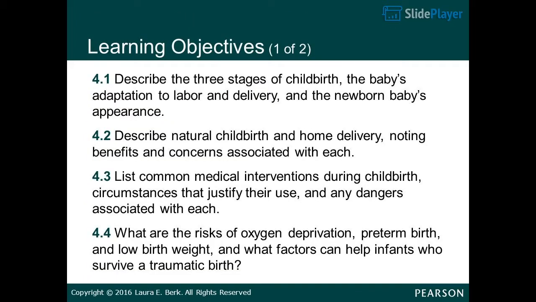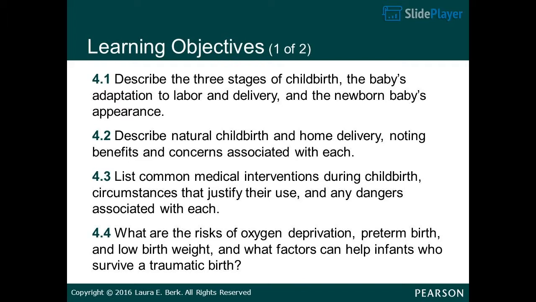Learning Objectives, 1 of 2. 4.1 Describe the 3 stages of childbirth, the baby's adaptation to labor and delivery, and the newborn baby's appearance. 4.2 Describe natural childbirth and home delivery, noting benefits and concerns associated with each. 4.3 List common medical interventions during childbirth, circumstances that justify their use, and any dangers associated with each.